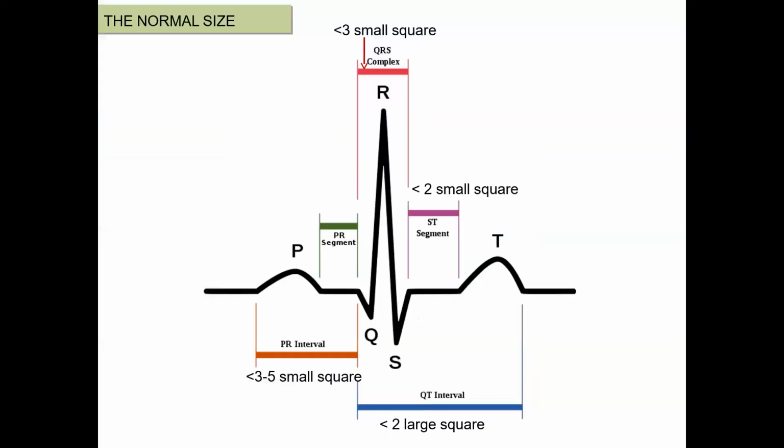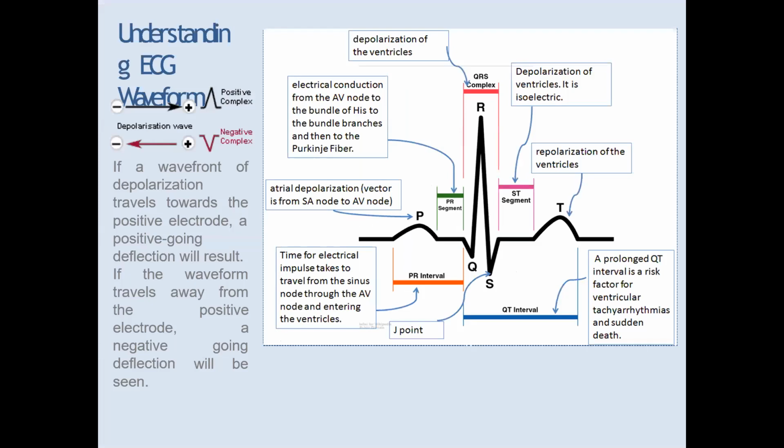So, a normal ECG reminder: you already know what the PR interval, PR segment, QRS complex, ST segment, and QT interval are. The normal PR interval is 3 to 5 small squares, QRS is less than 3 small squares, ST segment less than 2 small squares, and QT interval is less than 2 large squares. This is the normal interval.